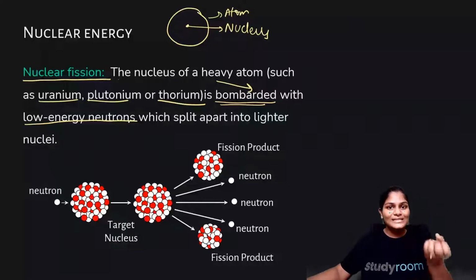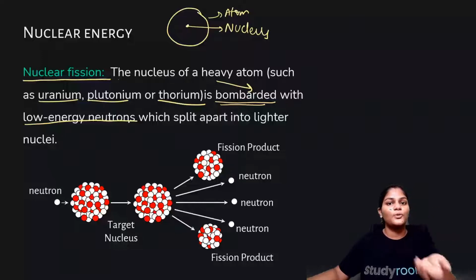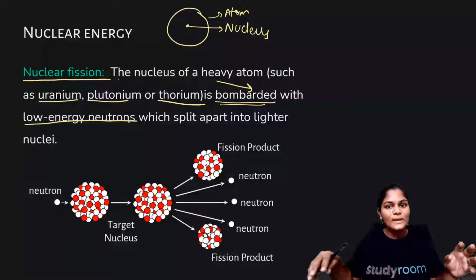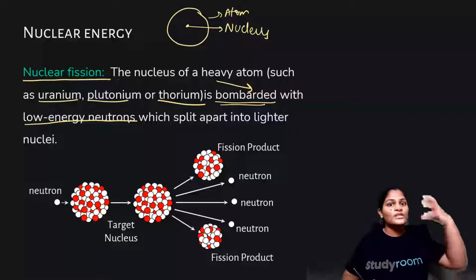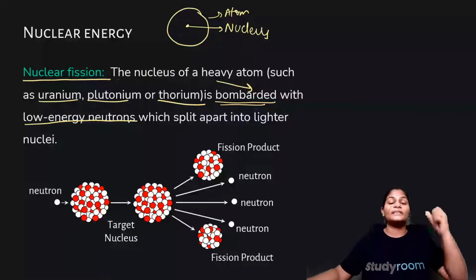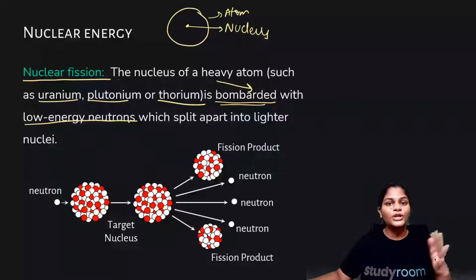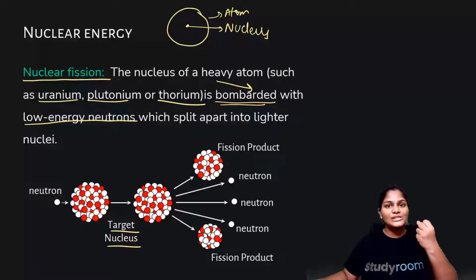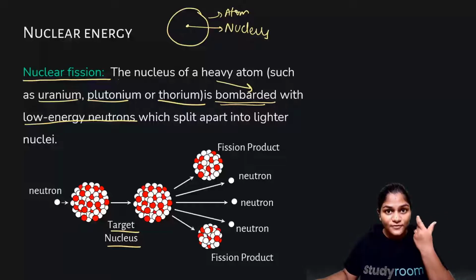So when this nucleus of a heavy atom, say uranium, plutonium, thorium, is bombarded with low energy neutrons, that nucleus basically splits, or breaks up into smaller, lighter nuclei. Obviously, one heavy nucleus, when it breaks, would give smaller, lighter nuclei. This process is known as fission or nuclear fission. Okay. So look, here it's given target nucleus. What does target nucleus mean? The nucleus which is actually our subject of treatment, or which is undergoing the fission process, right?